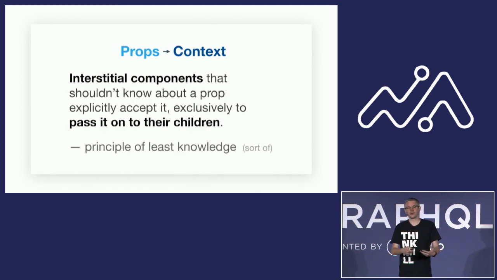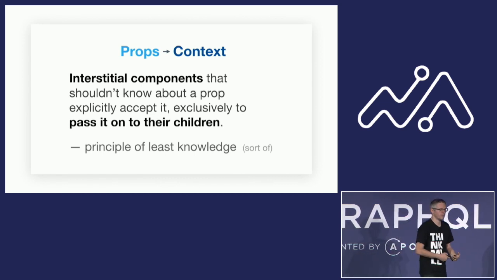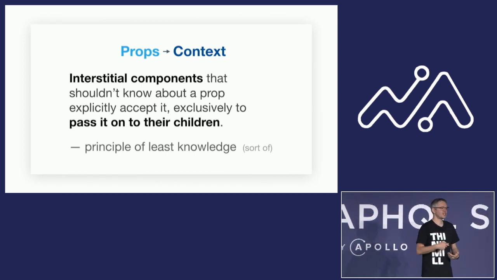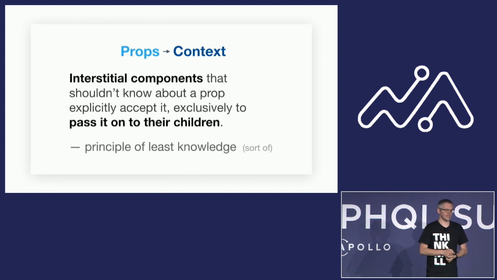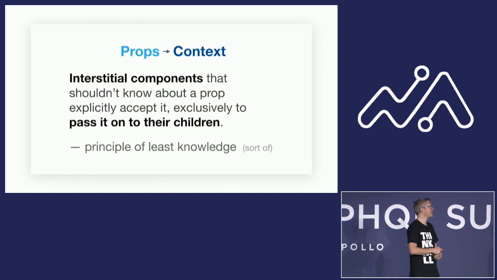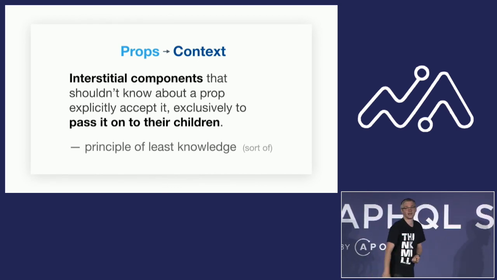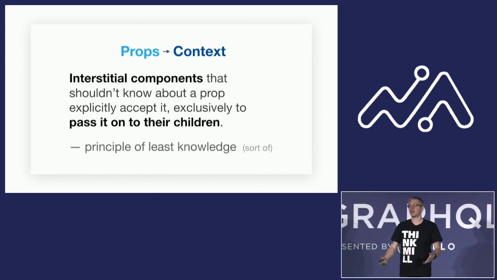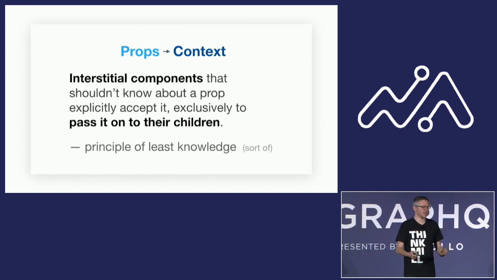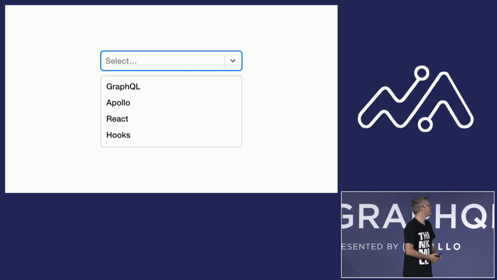So you'd go from props to context when there are interstitial components that shouldn't know about a prop, but exclusively accept it only so they can pass it on to their children. Bit of a mouthful, but it's a really good rule if you can follow that. You can kind of get your head around the idea that these two things can be managed independently. Anyway, moving on, back to this select.